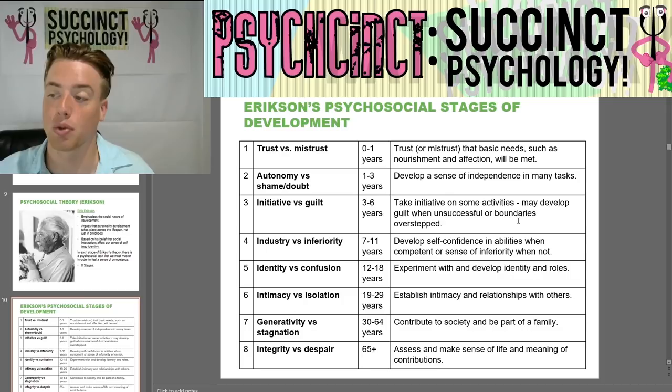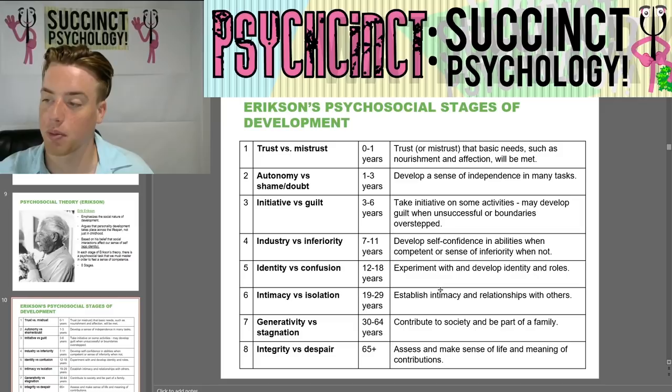4, we have industry versus inferiority, 7 to 11 years. Develop self-confidence and abilities when competent or sense of inferiority when not. 5, we have identity versus confusion, so 12 to 18 years, and experiment with and develop identity and roles.